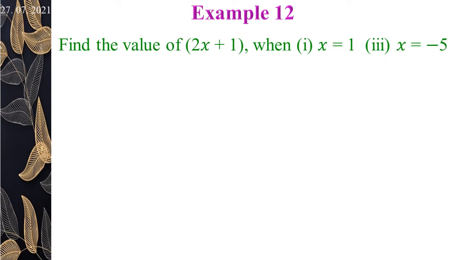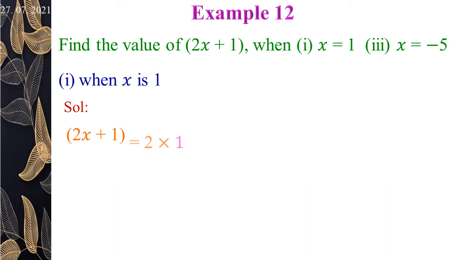Let's see example 12. Find the value of 2x plus 1 when first, x is equal to 1, and third, x is equal to minus 5. Here one expression is given and also the x value is given. Now we have to substitute the x value and find the answer. The first one, when x is 1. Let's find the solution. The expression is 2x plus 1. Now substitute the x value and get the answer.